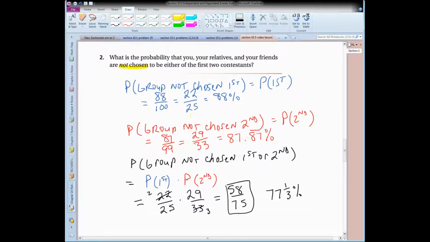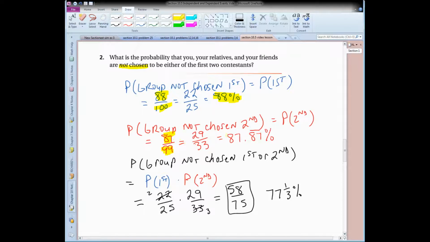And the probability that none of those 12 was chosen first would be, well, how many people are left? There's 88 out of the 100. So there's about an 88% chance that you and your relatives and friends are not going to be chosen first. What about not chosen second? Well, someone was chosen first. It just wasn't anyone in your group. So again, there's 99 people left. And out of the 99, you guys make up 12. So I subtract that, and that gives me 87.